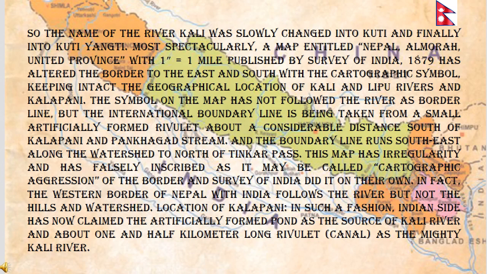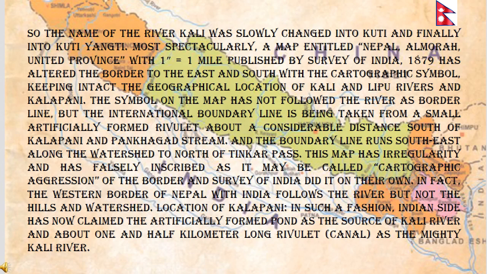Most spectacularly, a map entitled Nepal, Almora, United Province with 1=1 mile, published by Survey of India, 1879, has altered the border to the east and south with the cartographic symbol, keeping intact the geographical location of Kali and Lipur rivers and Kalapani. The symbol on the map has not followed the river as border line, but the international boundary line is being taken from a small artificially formed rivulet about a considerable distance south of Kalapani and Pankagad stream. And the boundary line runs southeast along the watershed to north of Tinker Pass.